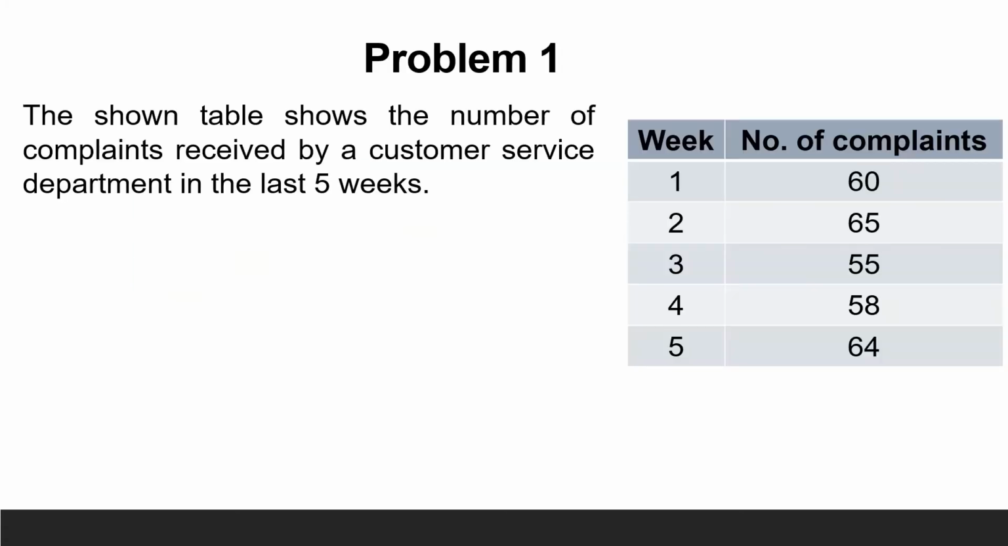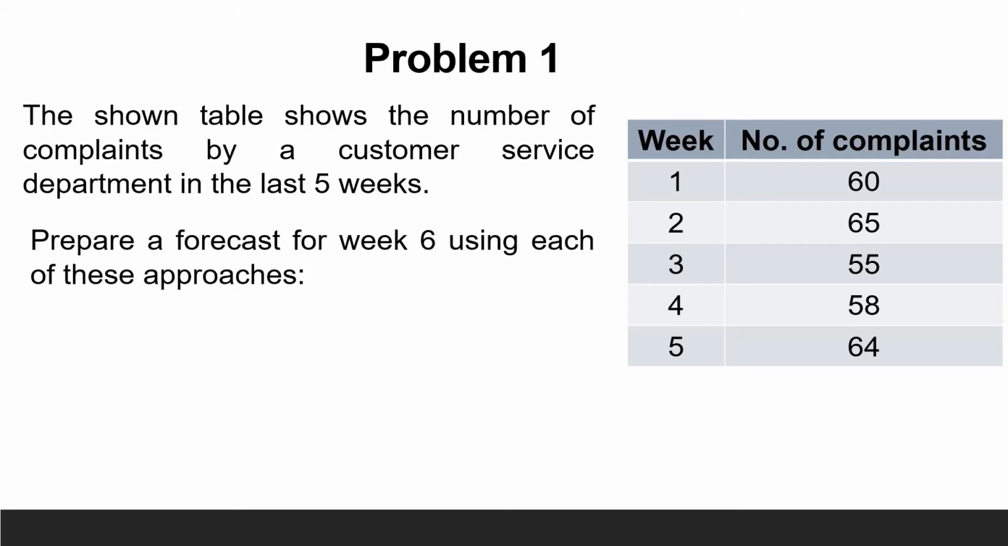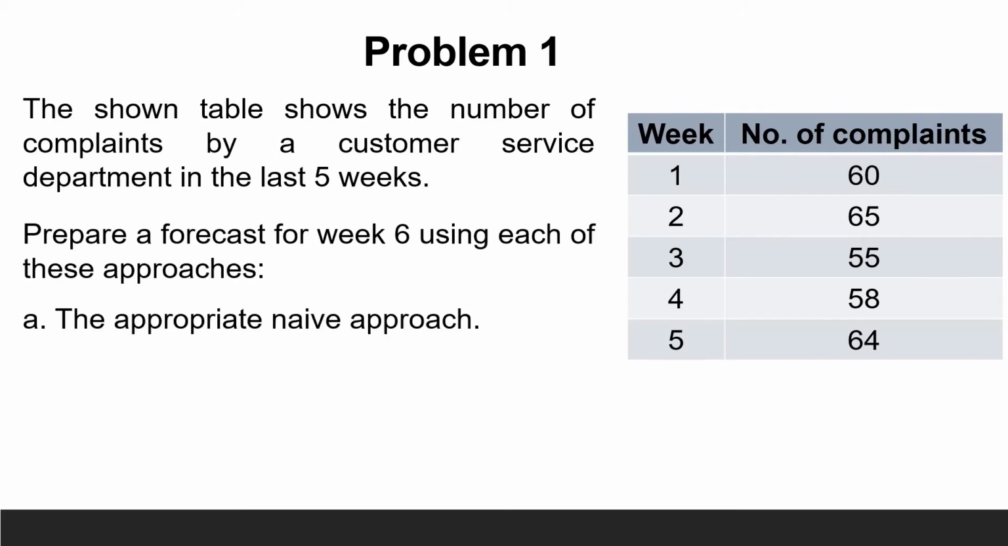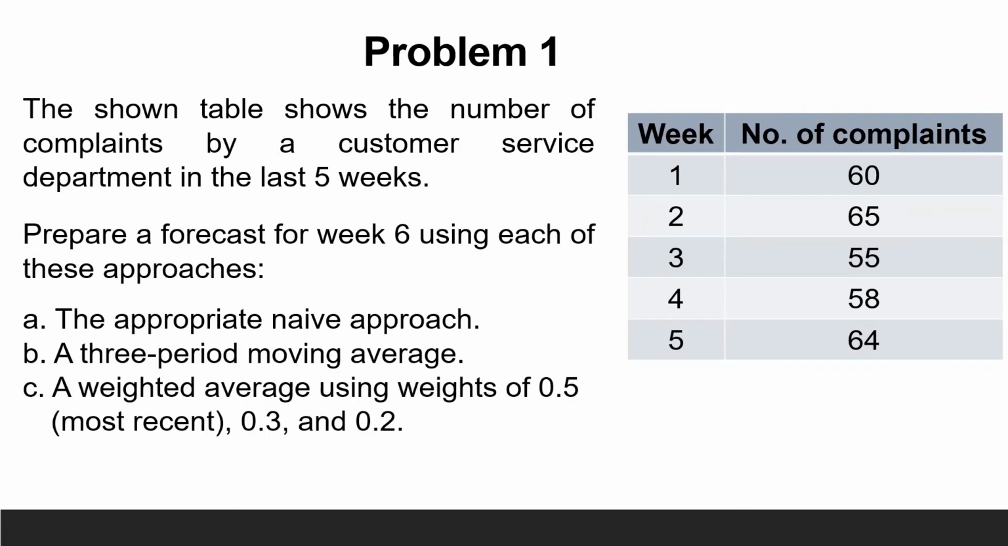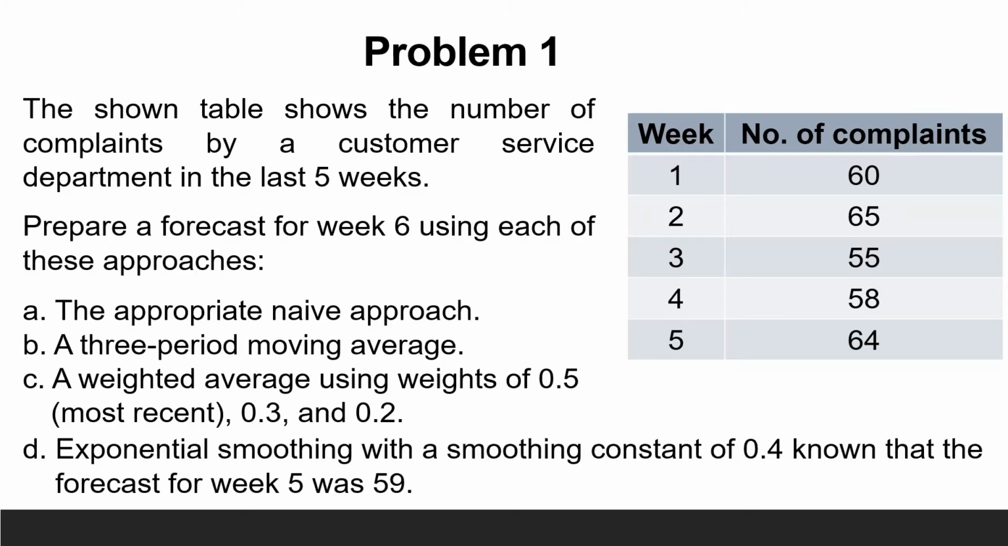The first problem. The shown table shows the number of complaints received by a customer service department in the last 5 weeks. Prepare a forecast for week 6 using each of these approaches. The appropriate naive approach. A 3-period moving average. A weighted average using weights of 0.5, most recent, 0.3, and 0.2. Exponential smoothing with a smoothing constant of 0.4, known that the forecast for week 5 was 59.